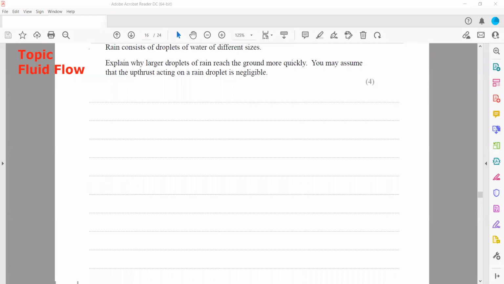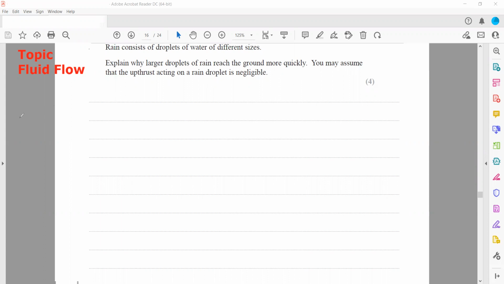This question is related to fluid dynamics or fluid flow. Rain consists of droplets of water of different size. Explain why larger droplets of rain reach the ground more quickly. Assume that the upthrust acting on the raindrop is negligible.